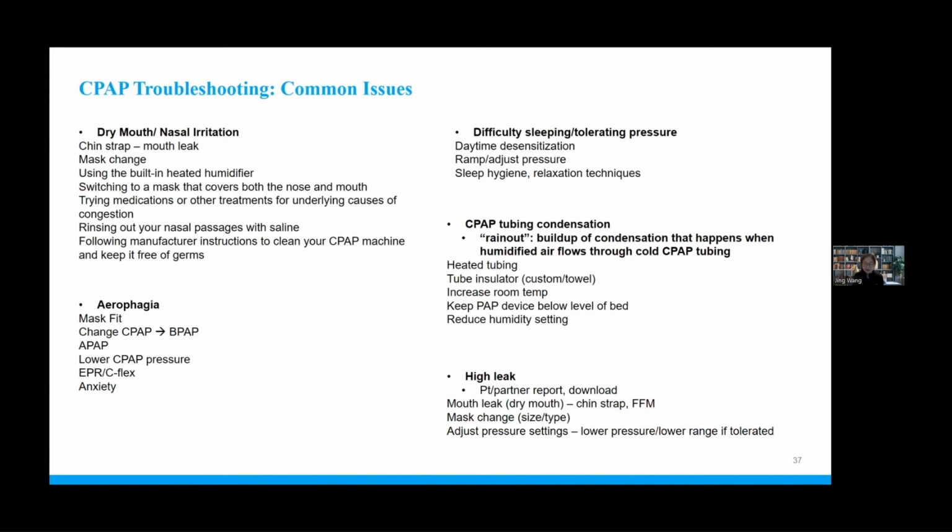And then lastly, just to go back to the leak again, this can be patient reported or it can be on the download. They can say that they have dry mouth. Sometimes patients will say they wake up and their mouth feels like sandpaper. You can try things like changing the mask and adding a chin strap. Really, I think, focusing on making sure the mask is the right fit and size for the patient cannot be overstated. And then if needed, you can adjust the pressure settings and lower the range.